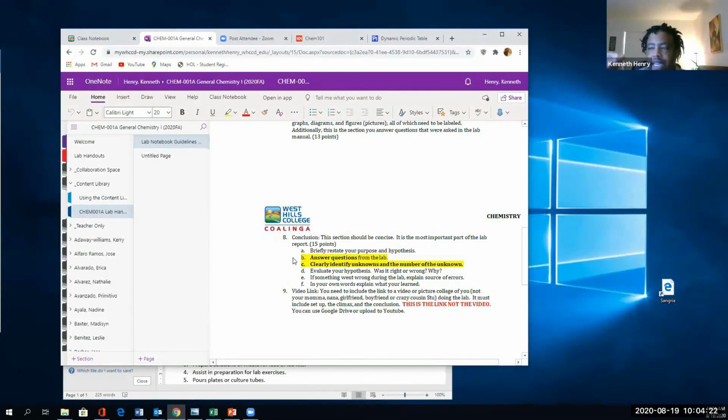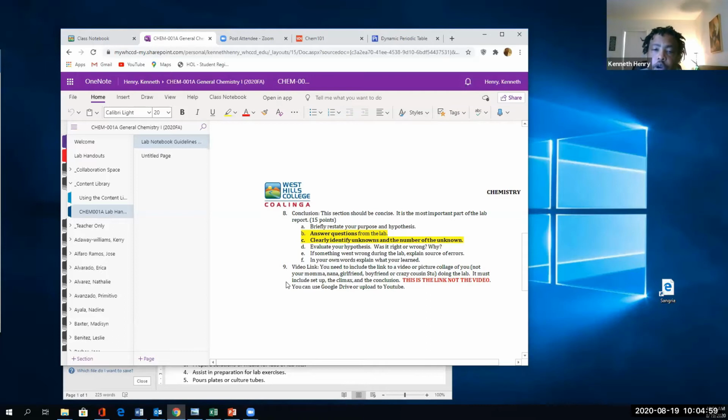The conclusion is basically summarize everything that you've done very briefly, right? It's answering the specific questions for the lab. It's also clarifying, clearly stating any unknowns that you had to identify. And you should make sure to tell me, this is unknown number such and such, and we believe it is this chemical. Because part of it is kind of like detective work. You're gonna be given unknowns, and you're gonna have to be able to identify what those unknowns are, okay?